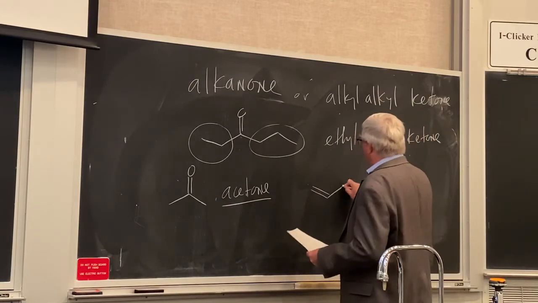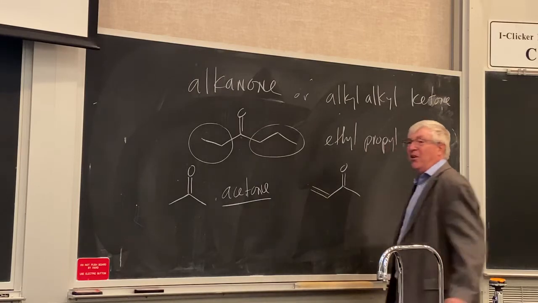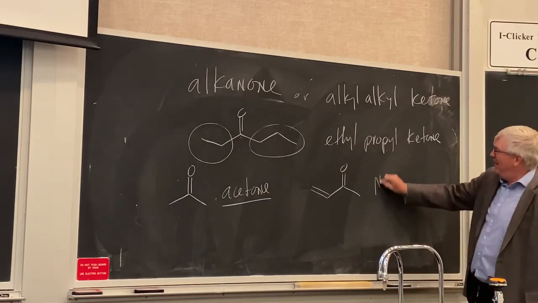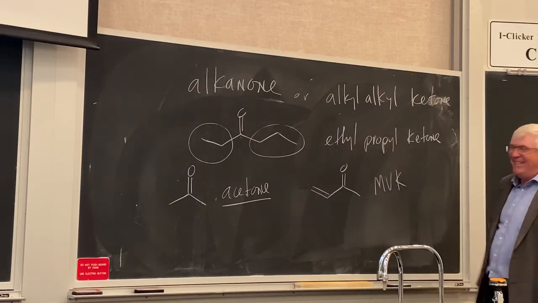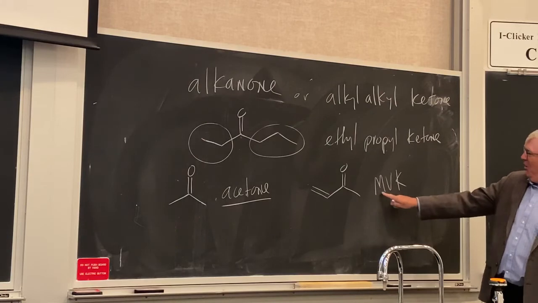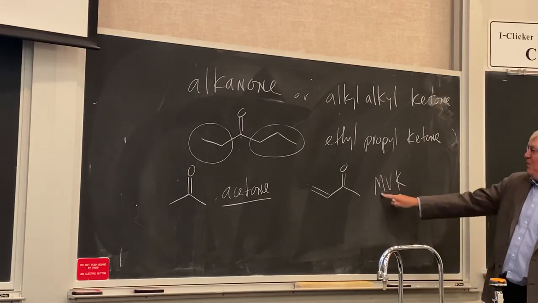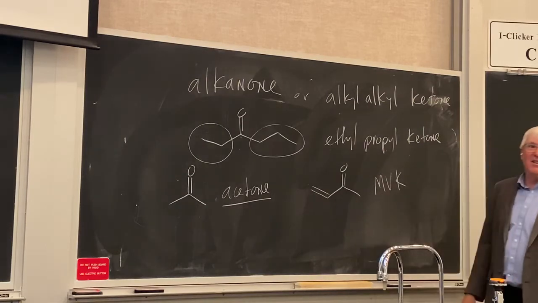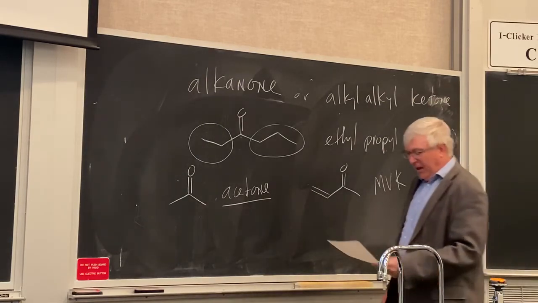Here's one. I've actually used this word before when we were talking about Grignard reactions. This is methyl vinyl ketone, or MVK. Okay, and that's how a lot of chemists refer to that. And what do you mean there? Methyl vinyl ketone. They're alphabetized. Here's your methyl group, and here's your vinyl group on the ketone. So MVK is okay, that name.